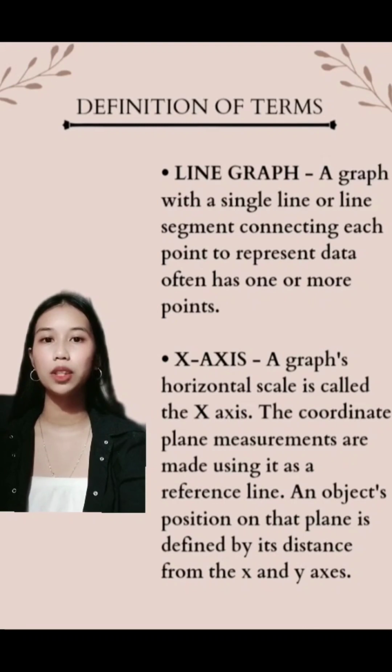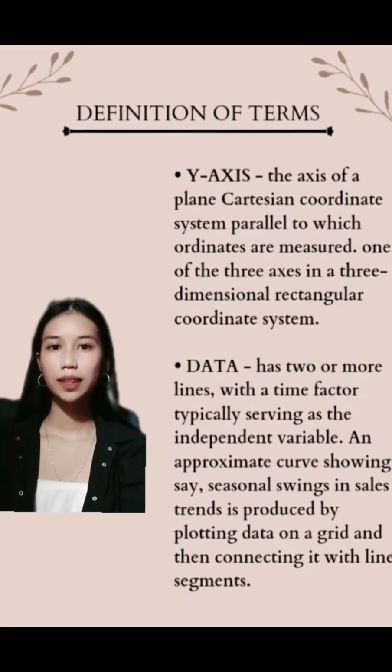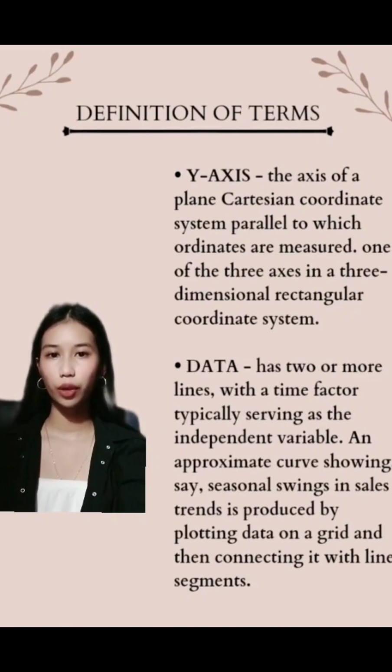An object's position on the plane is defined by its distance from the x and y axis. Y-axis: the axis of a plane Cartesian coordinate system parallel to which ordinates are measured, one of the three axes in a three-dimensional rectangular coordinate system. Data has two or more lines with a time factor typically serving as the independent variable. An approximate curve showing, say, seasonal swings in sales trends is produced by plotting data on a grid and then connecting it with line segments.